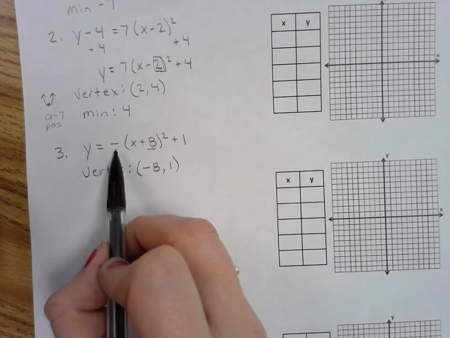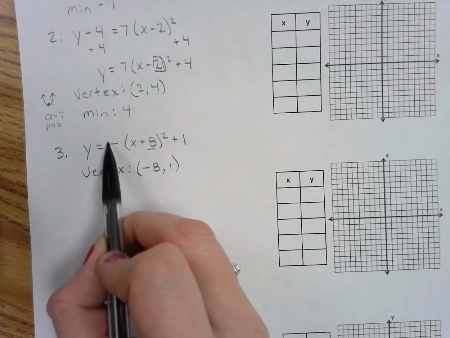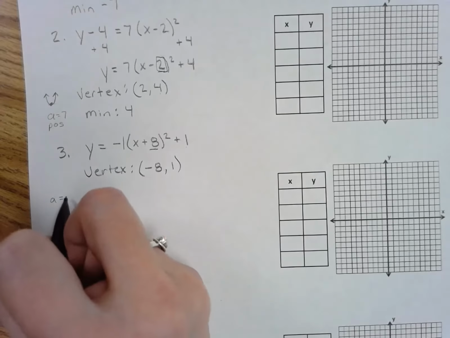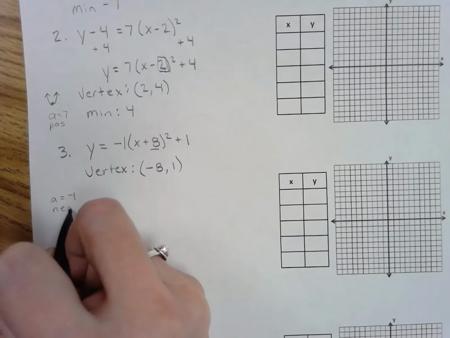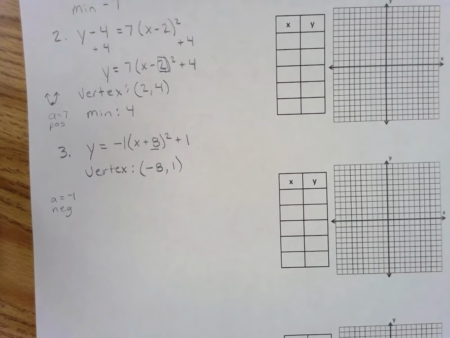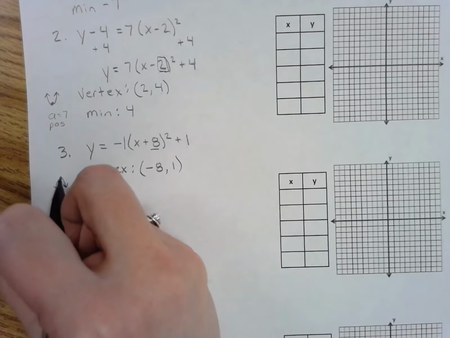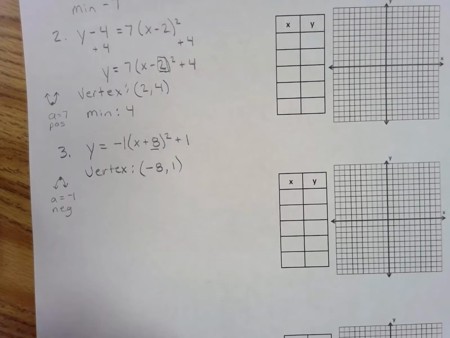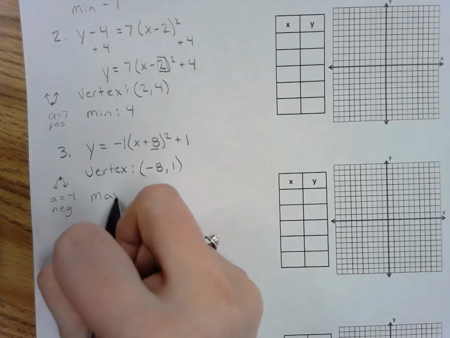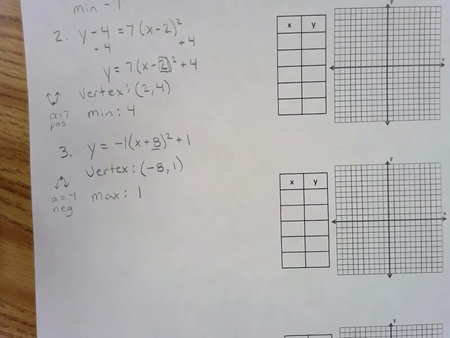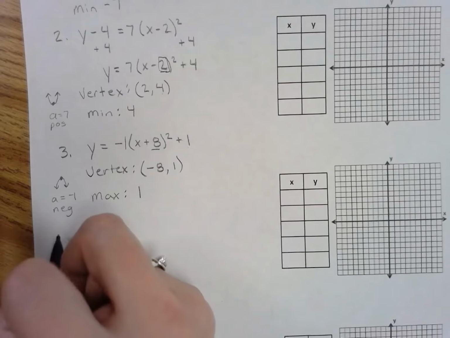To determine if it's a max or min, go back and look at your a value. This is actually a negative 1 for our a. So a is a negative 1. Because that is a negative a value, that means our graph is going to open down, making that vertex the highest point on the graph. So it's going to be a maximum value, and we use that y value of our vertex. So a maximum value of 1. Let's do one more before we start some graphing problems.